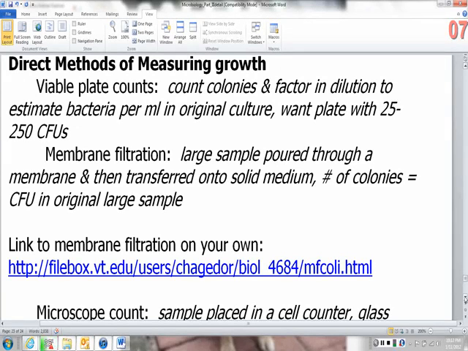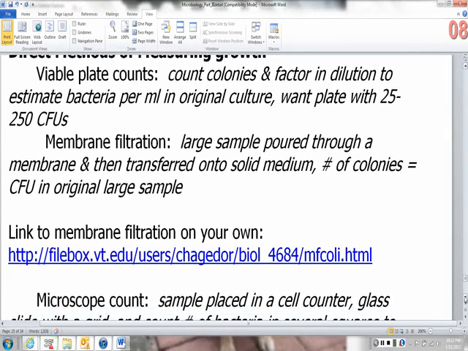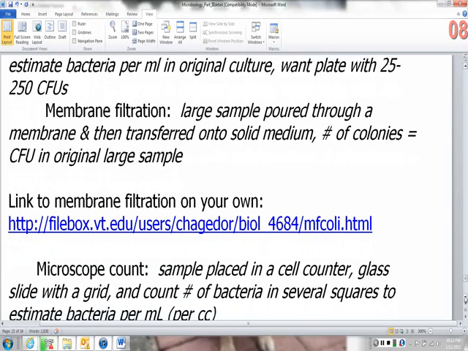Another option is to do a microscopic count if the organisms are more concentrated. A small sample is placed in the counter, which is a special glass slide with a grid. The number of organisms is counted in several squares and then used to estimate the number of bacteria per milliliter. We will be doing several of these techniques in the lab. There is also a link here to read on membrane filtration on your own.